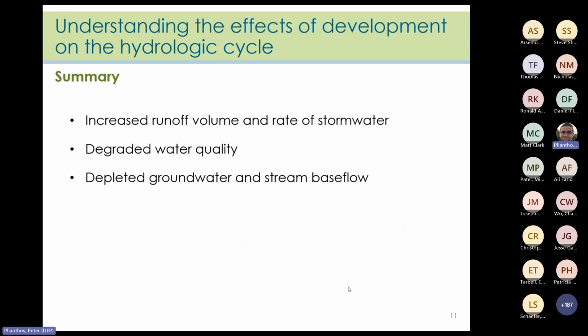So in summary, the three primary impacts land development has on stormwater and the hydrologic cycle as a whole are increasing the volume and rate of stormwater runoff through an increase in impervious areas with lower roughness coefficients, degrading the quality of downstream water bodies through increased suspended solid concentrations and increased nutrient loadings, and depleted groundwater and stream base flow, which is also due to increased impervious ground coverage.